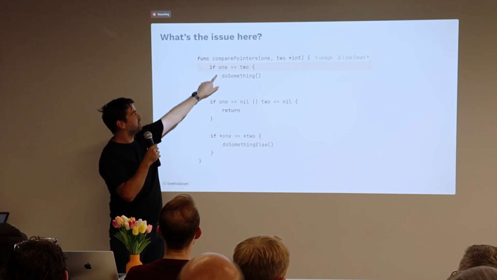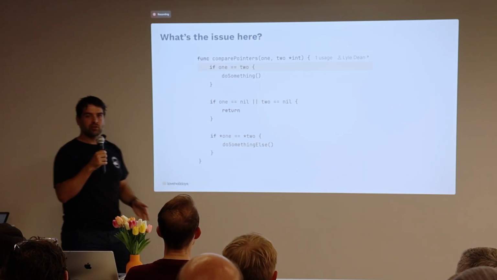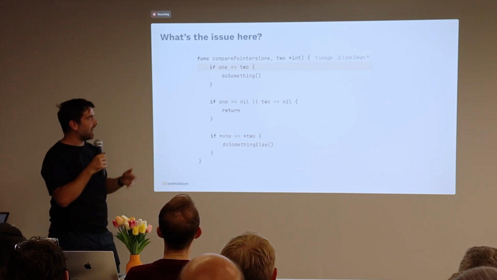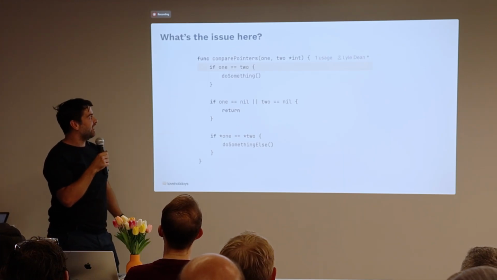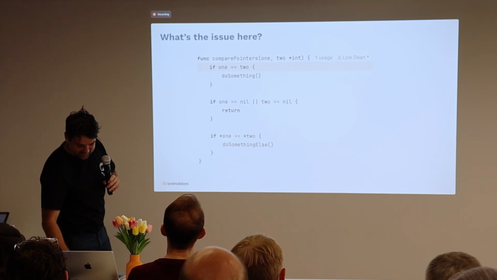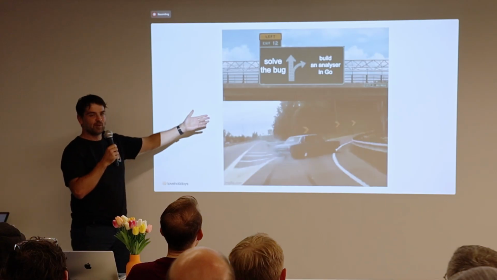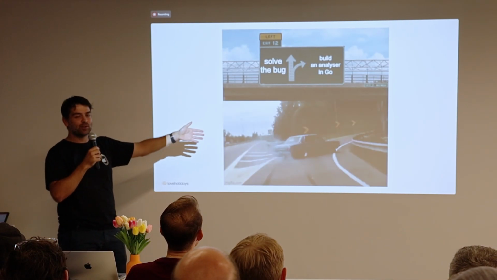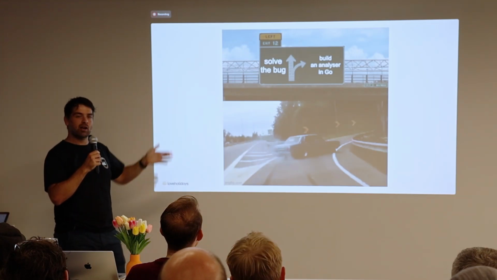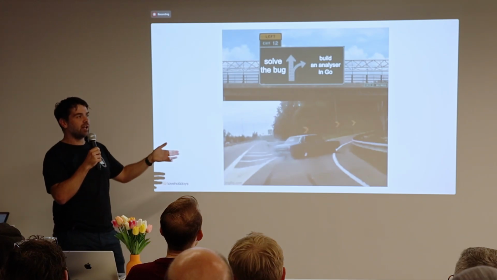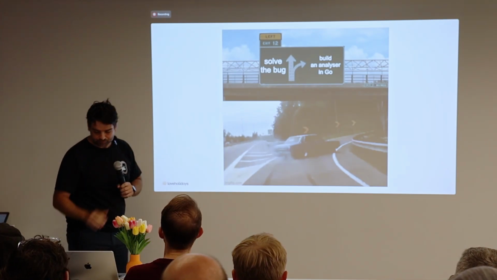But what we actually did was compare the two pointers, and because they're two pointer references, this could be a bug. I found this in one of our code bases, and it got me a little bit worried. So I solved the bug, and I could build an analyzer in Go to tell me, okay, do we have this anywhere else in our code bases? Is this a flaw? It got me thinking, how would you build an analyzer in Go?